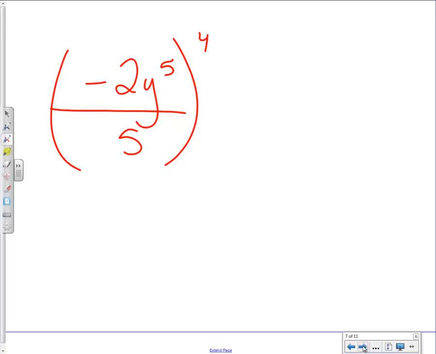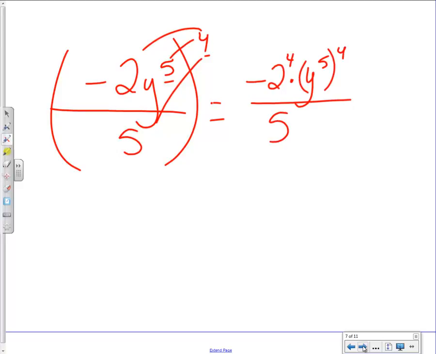Okay, this one comes to a screaming halt, right? This is not looking like what we've been doing, except for it's the 6.1 rules, right? This is a power raised to a power, but then it's also being distributed to everybody inside, and so we've got to simplify this. So I want you to see that this is -2 times y to the fifth. I want you to see that fourth power goes to both of these pieces, and it also goes to that piece on the bottom. Okay?